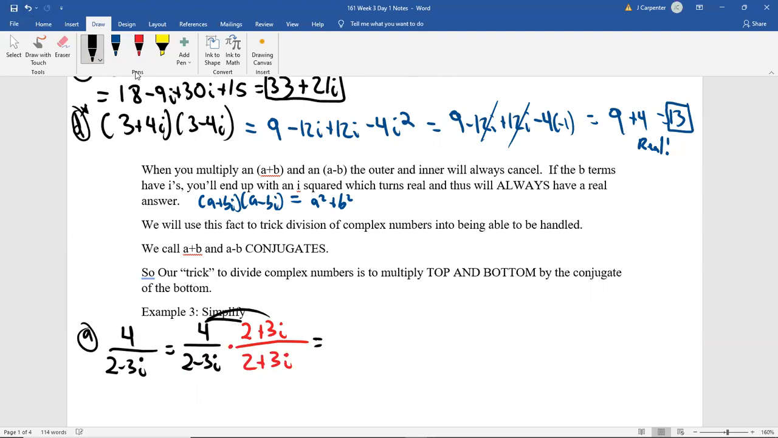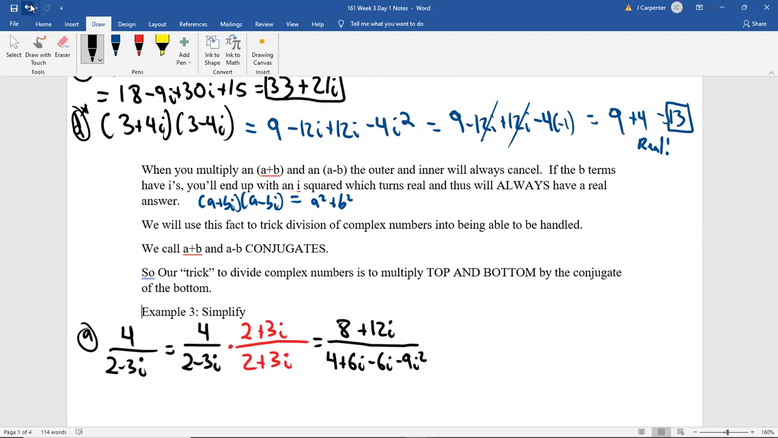For the top, you're distributing. 4 times 2 is 8. 4 times 3i would be 12i. And in the bottom, you're going to be FOILing. First, 2 times 2 is 4. Like 2 different problems. The outer, 2 times the plus 3i, would be a plus 6i. The inner, negative 3i times 2, would be a negative 6i. And then the last, negative 3i times positive 3i will be negative 9i squared.